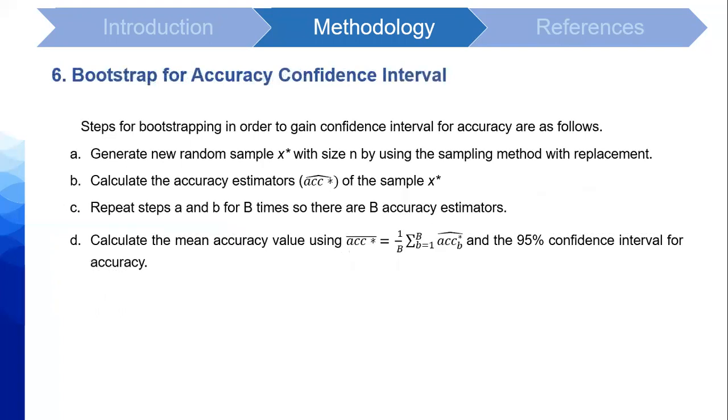These are the steps for doing bootstrap in order to gain a confidence interval for accuracy as follows. First is to generate a new random sample with size n by using the sampling method with replacement. B. Calculate the accuracy estimator of the sample X. C. Repeat steps A and B for B times, so there are B accuracy estimators. D. Calculate the mean accuracy value using this formula and calculate the 95% confidence interval for accuracy.